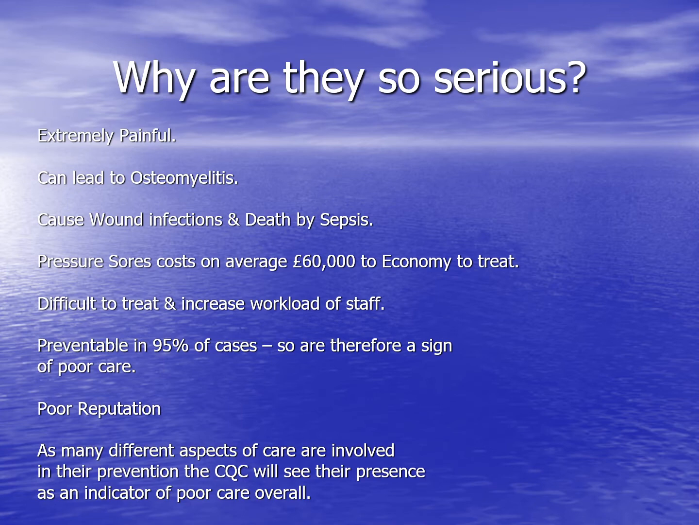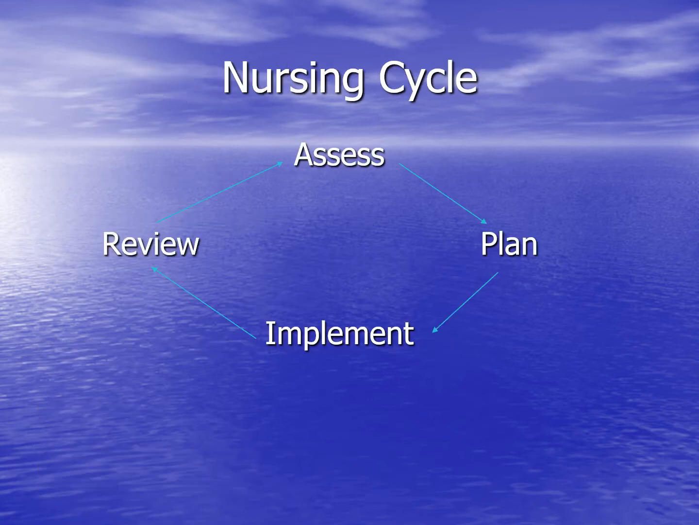As such, the Care Quality Commission will want us to inform them of the numbers and incidents of pressure sores in the home, as it's a marker of the care in the home. We could get a poor reputation, so we won't get admissions. So they're very serious, and we need to try and prevent them. So how do we prevent them? Because it's all about prevention with pressure sores.